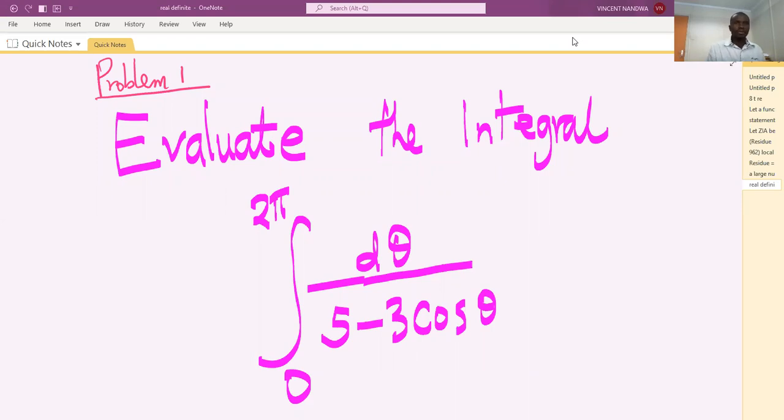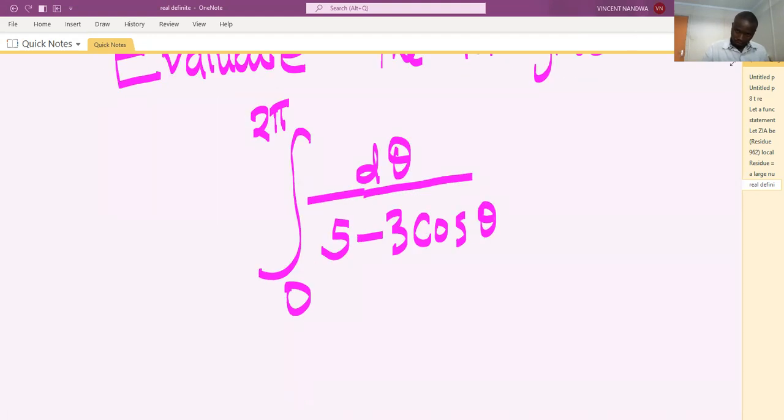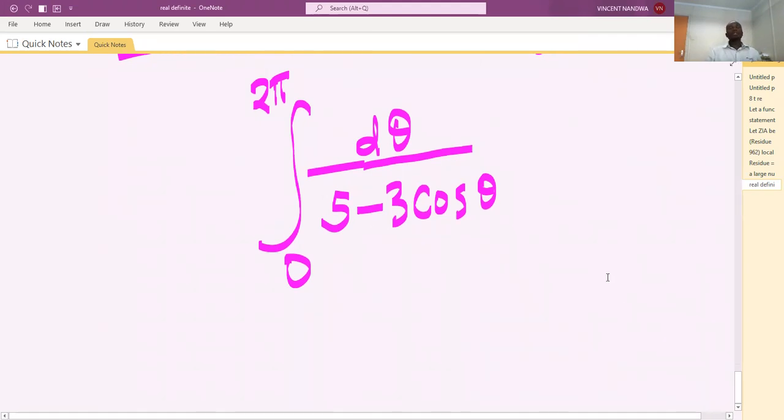So our first problem is to evaluate the integral from 0 to 2 pi of d theta over 5 minus 3 cosine theta. This is a problem on the application of contour integration to integrals within a unit circle. To evaluate such integrals, you have to convert the integral from theta to the variable z, and then apply the Cauchy residue theorem to work out the solution for the contour integral.